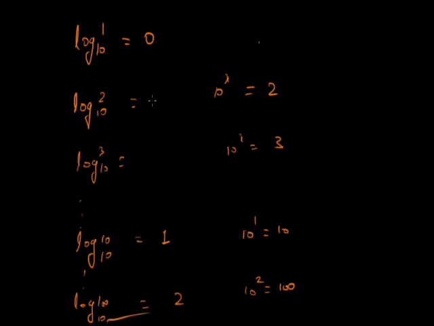For practicing, you must remember that log 2 to the base 10 is 0.3010, or use the logarithm table. Log 3 to the base 10 is 0.4771. So remember these two quantities, and you can get the other quantities. Now we'll study the principal properties of logarithm.